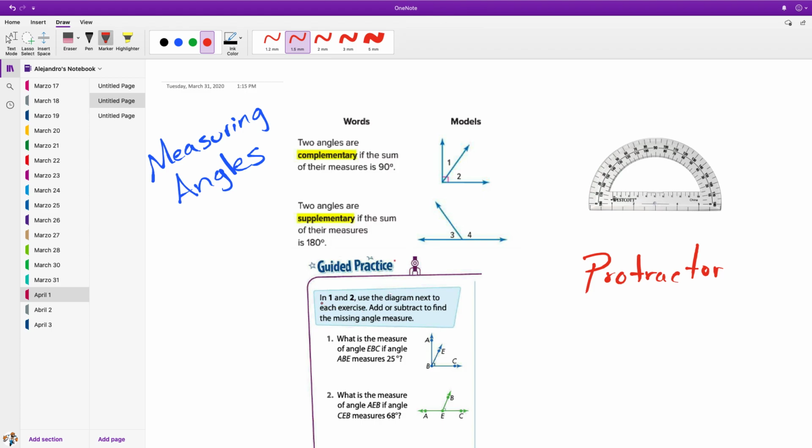It says, in 1 and 2, use the diagram next to each exercise. Add or subtract to find the missing angle measure. Okay, let's go ahead and do number 1. Number 1 says, what is the measure of angle EBC if angle ABE measures 25 degrees? So I'm going to underline the question right here.